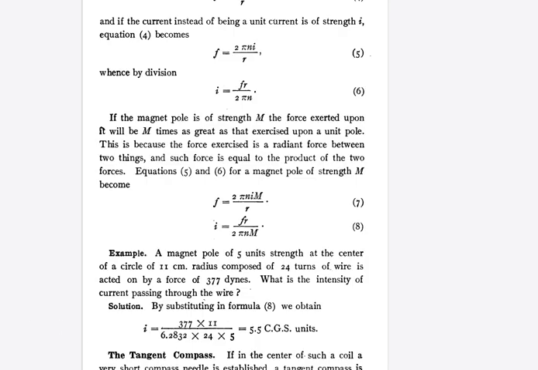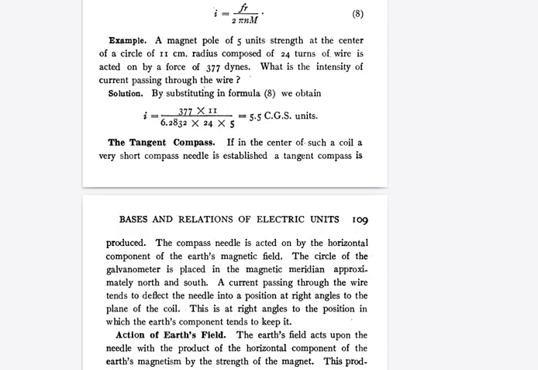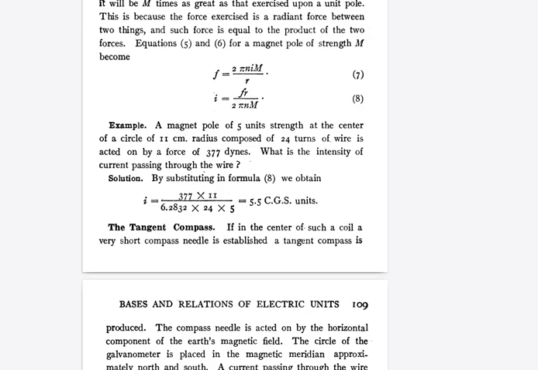That is equation 8. To answer example, a magnet pole of 5 units strength at the center of a circle of 11 centimeters radius composed of 24 turns of wire is acted on by a force of 377 dynes. What is the intensity of current passing through the wire? Solution. By substituting in formula 8, we obtain I equals 377 times 11 divided by 6.2832 times 24 times 5, which equals 5.5 CGS units.